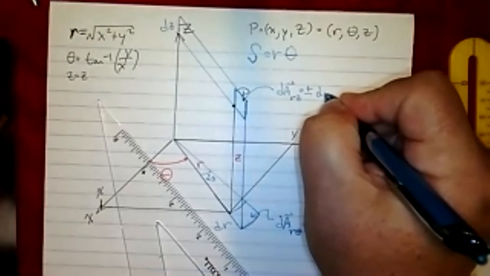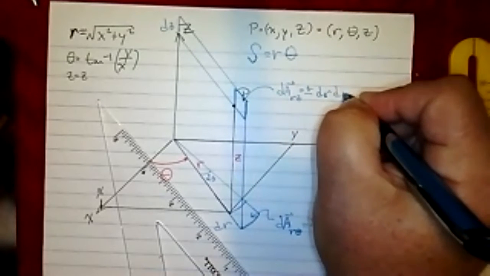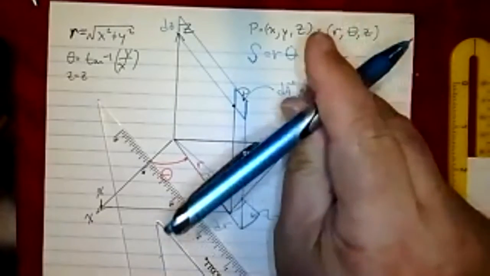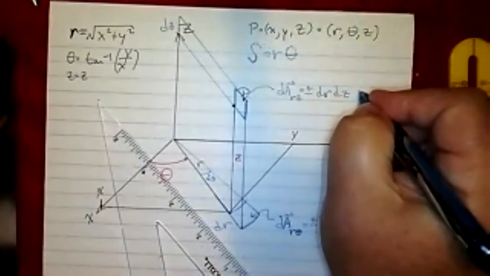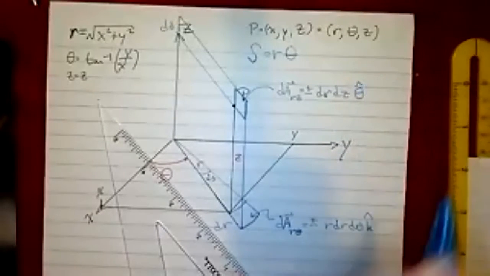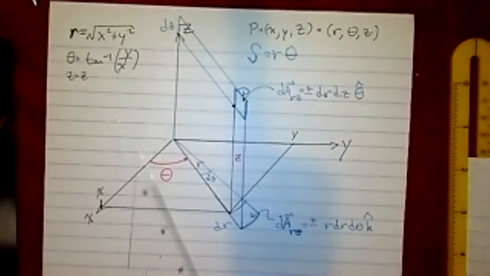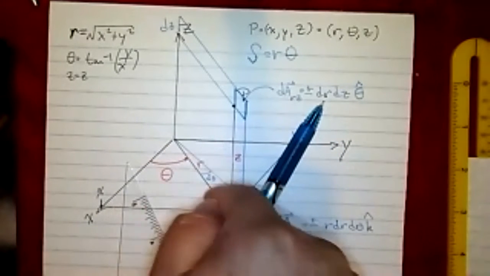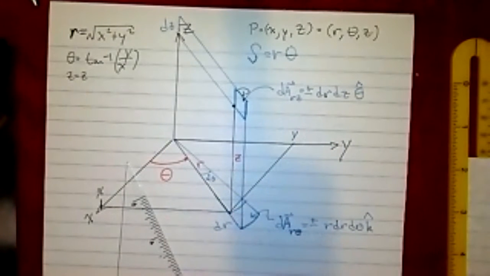So I'm going to say dr dz. And of course, they point in a weird direction. It's called the theta hat direction, and I'll draw that in a second to help you understand what that is. It actually points in the direction of increasing theta, so it has to be perpendicular to this r. And the next one, of course, we're going to draw is going to be defined in terms of the r hat direction. And that's going to be what happens when you let theta vary and z vary.